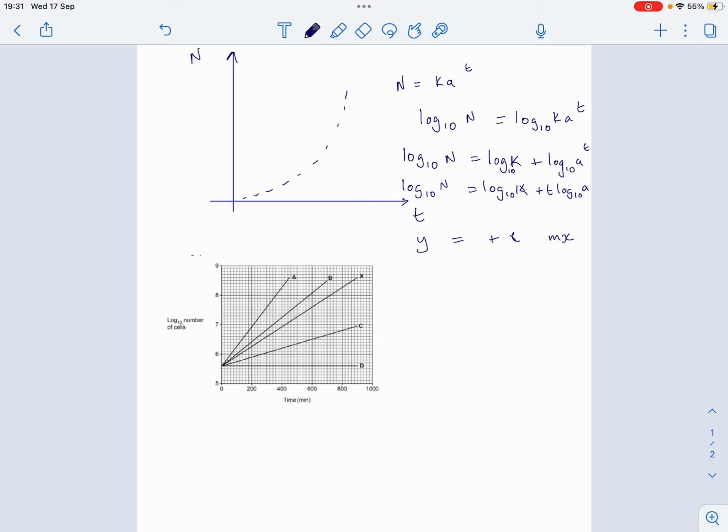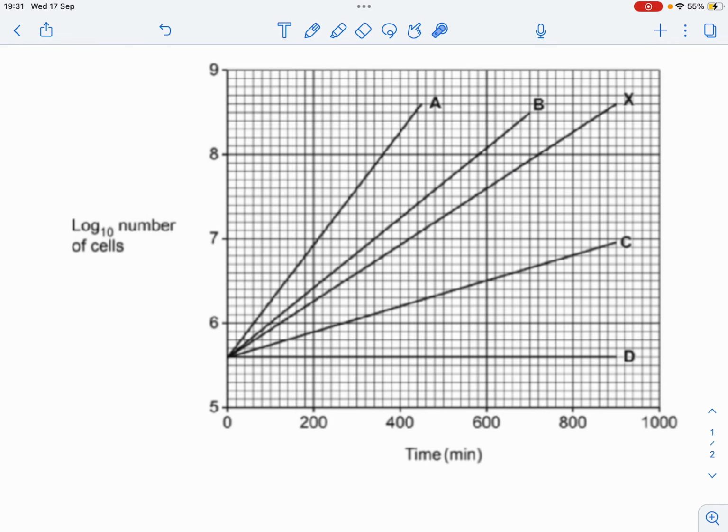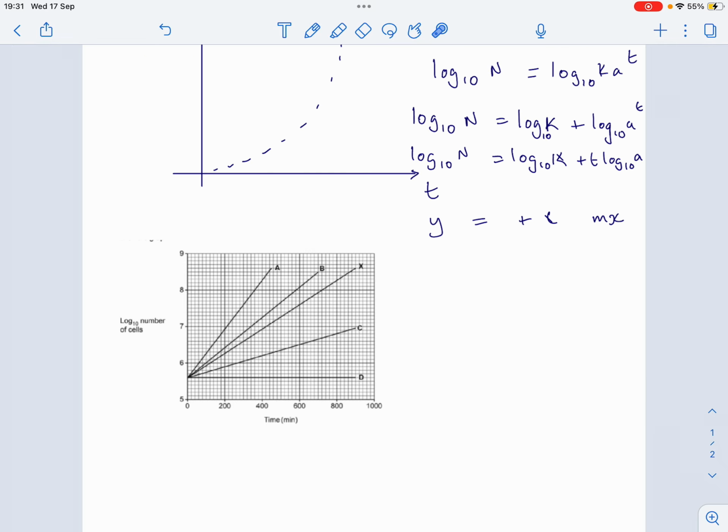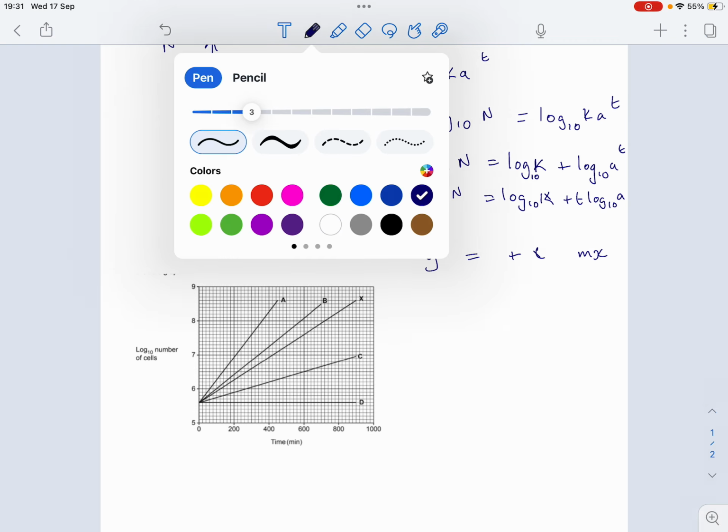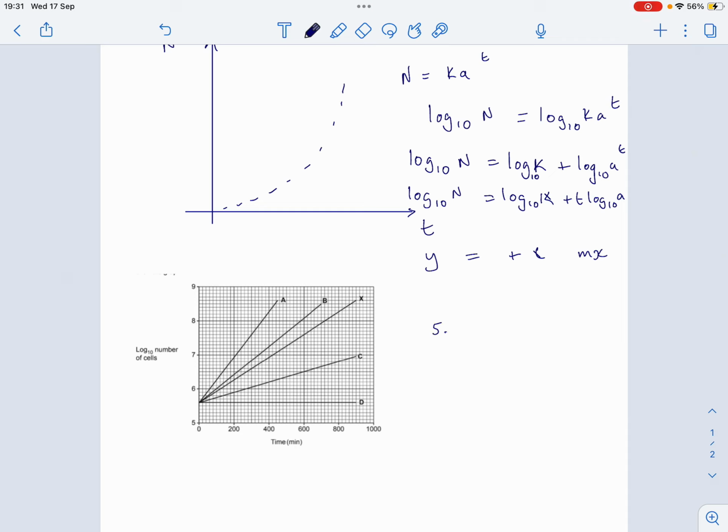So the first one I'm going to do is I can see really quickly that my y-intercept there, if I zoom in, I think, is 5.6. So when I do that, 5.6 is equal to log base 10 of k. And just doing the inverse of that, raising that up to a power of 10 is going to help me find what that k is.